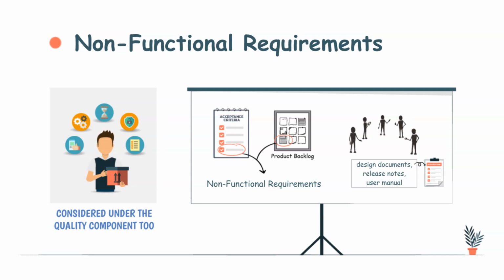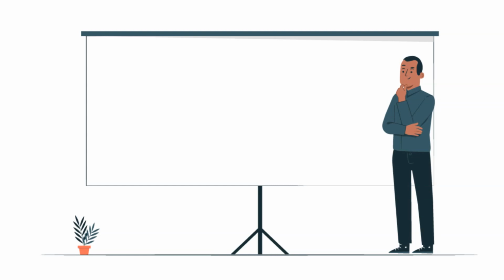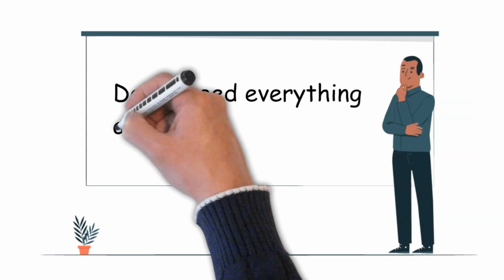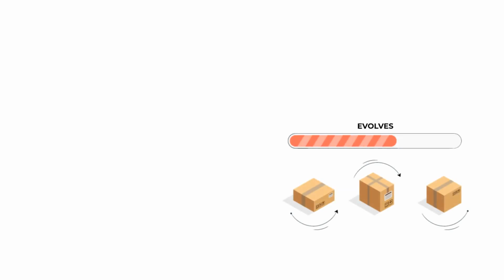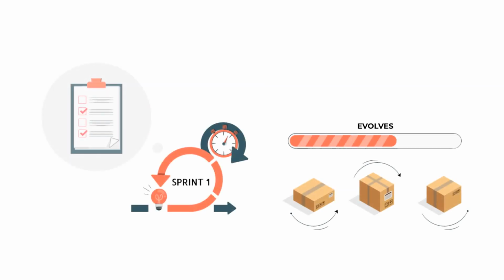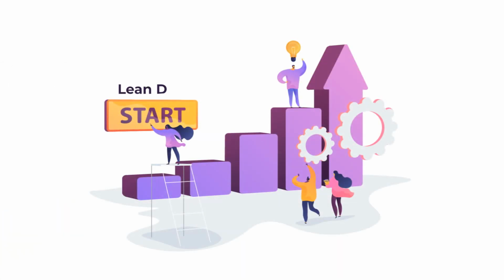Before we end this video, we would like to address the most frequently asked questions on the definition of done. First, the most asked question is: do we need everything as a part of definition of done? The answer is that it depends on the nature of the product's business. The product evolves over time. Therefore, we don't need all the parameters from Sprint 1. Initially, the team starts with a lean DoD and evolves along with the product, which is a more lean approach.